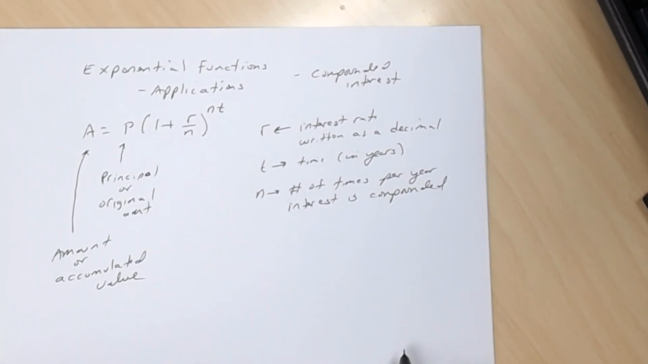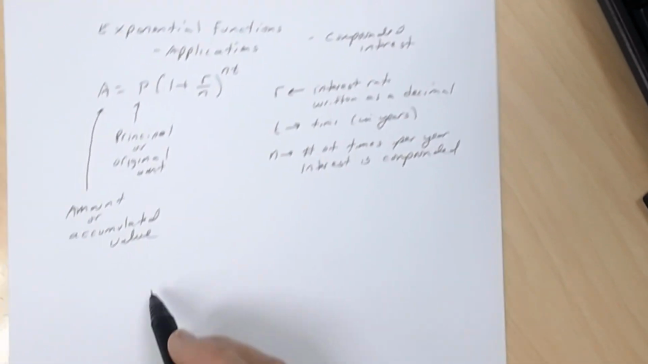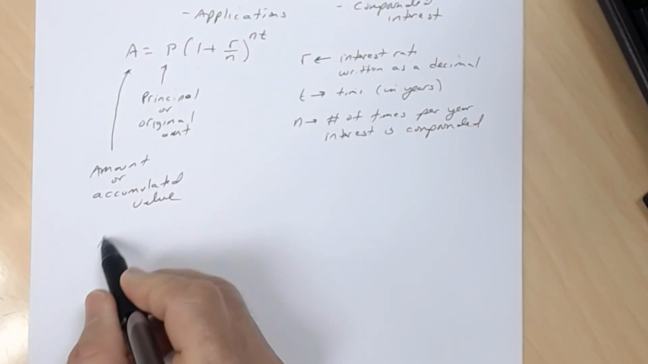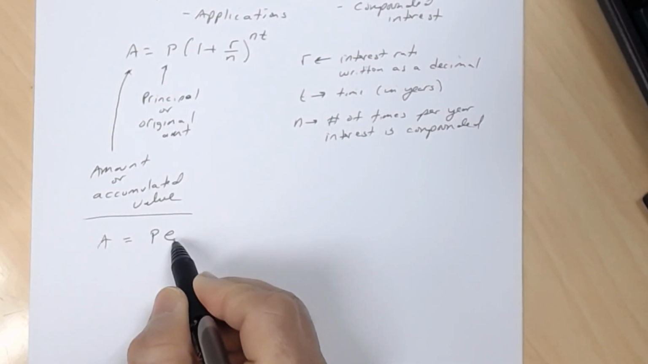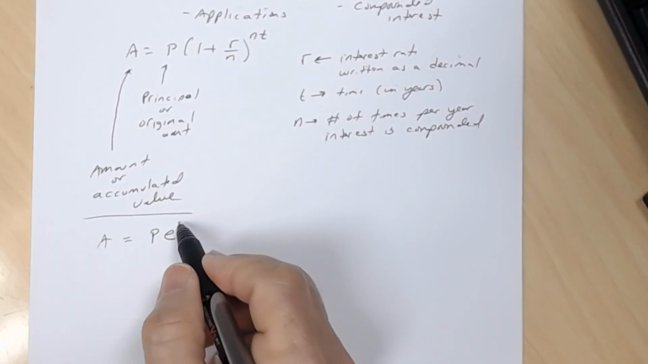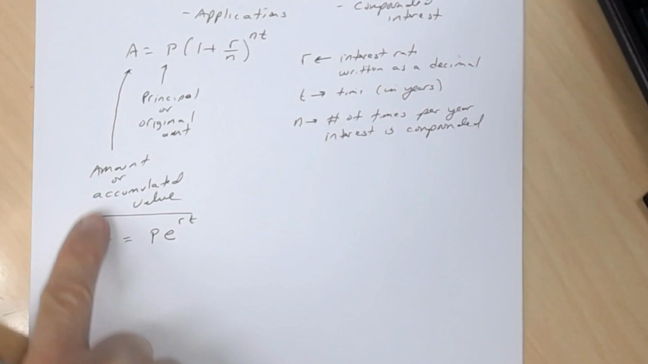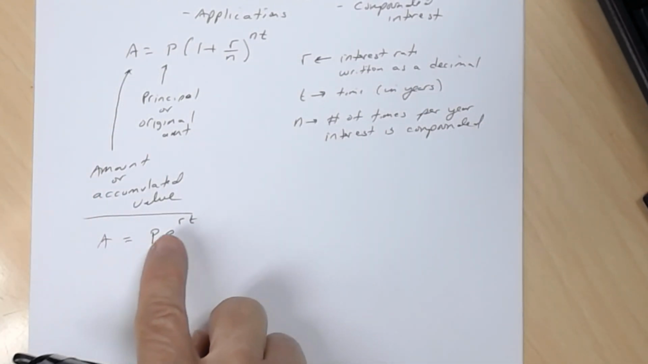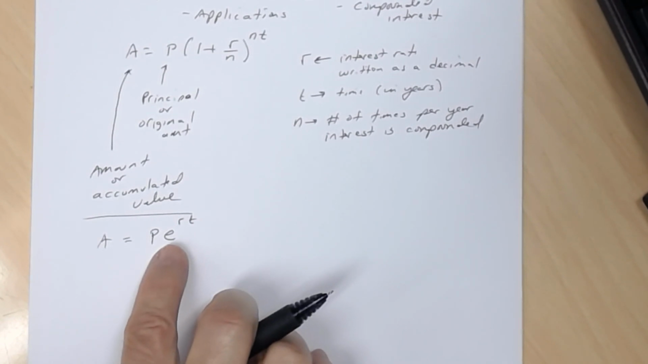And then the other formula will be this: A equals P times E, so remember the number E, and the exponent is RT. That one's easy to remember for most students because it says PERT, like the shampoo Pert. P again is the principal, A is the accumulated value, T is the time, and R is the rate. E, remember, is your constant, an irrational number.